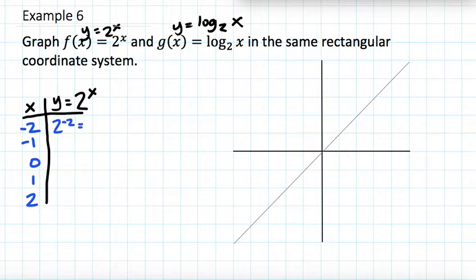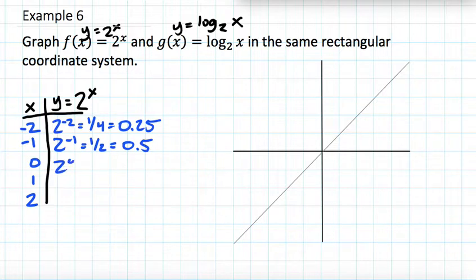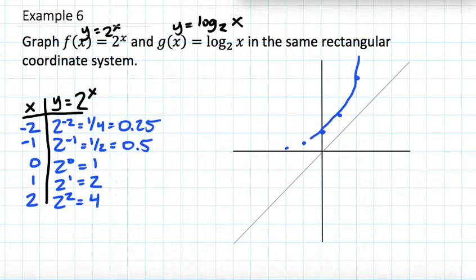So 2 to the -2, as you might remember, is 1/4. 2 to the -1 is 1/2. 2 to the 0 is 1, 2 to the first is 2, and 2 squared is 4. So when I graph this, it's going to look like this. Again, this should be familiar to you. We talked about this and how this graph has an asymptote on the x-axis.